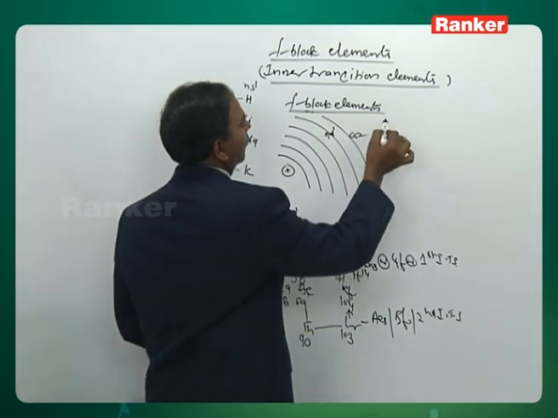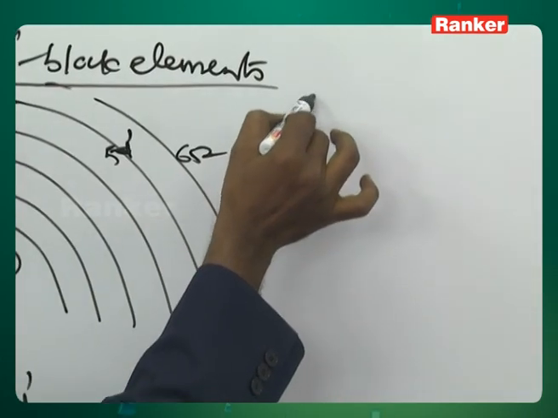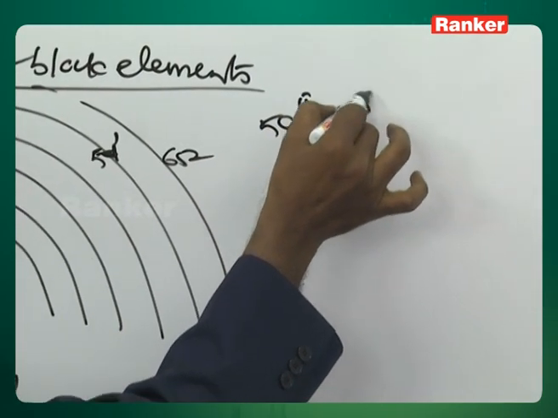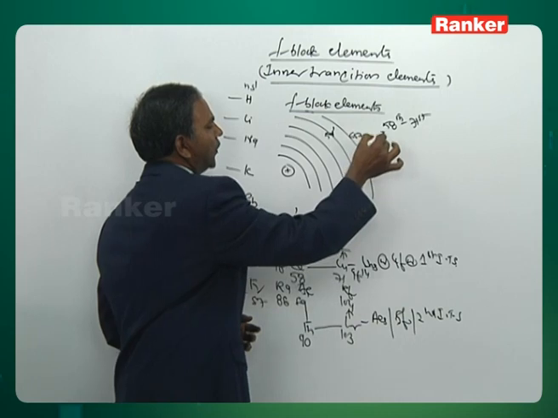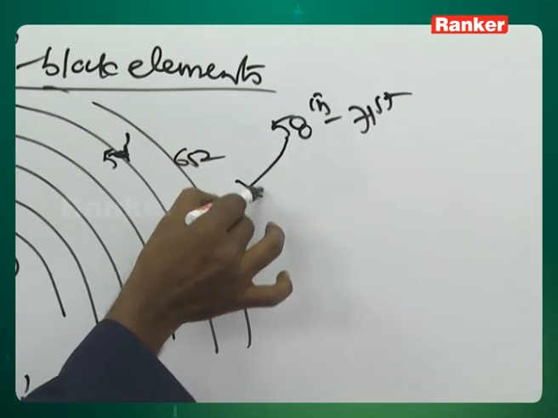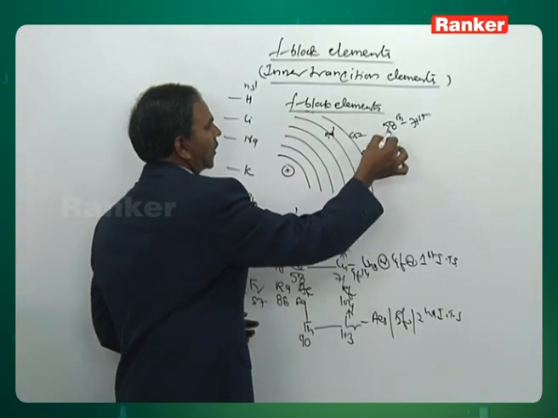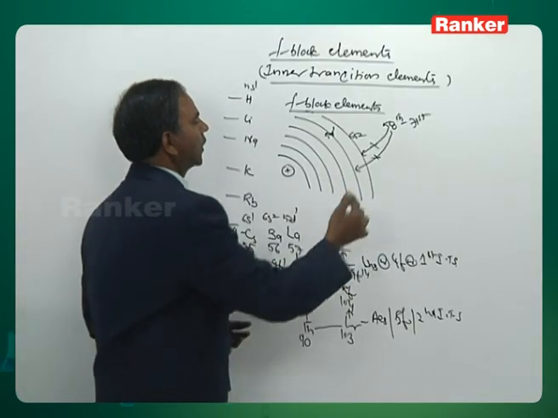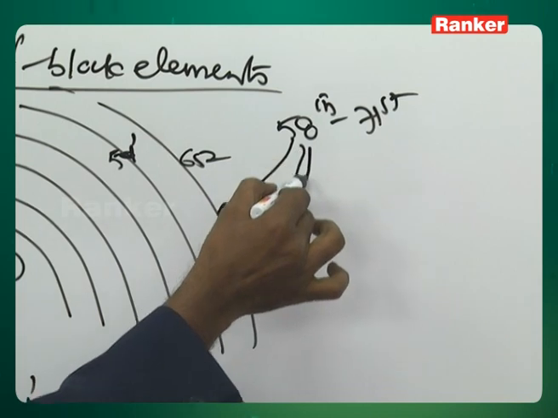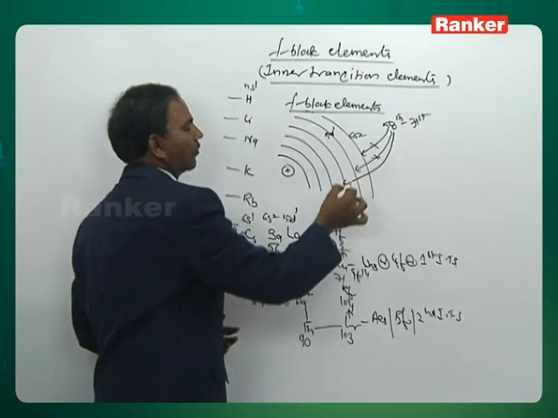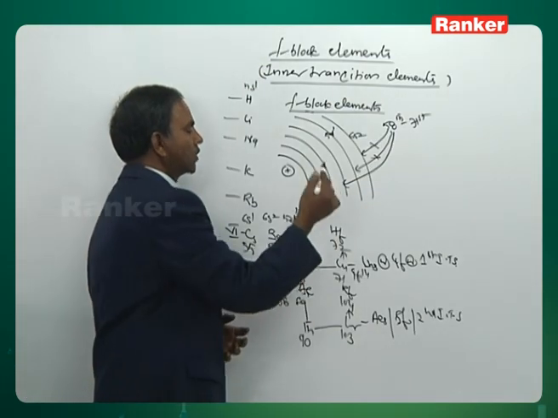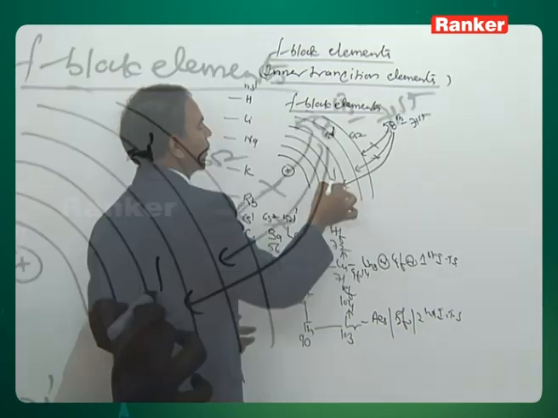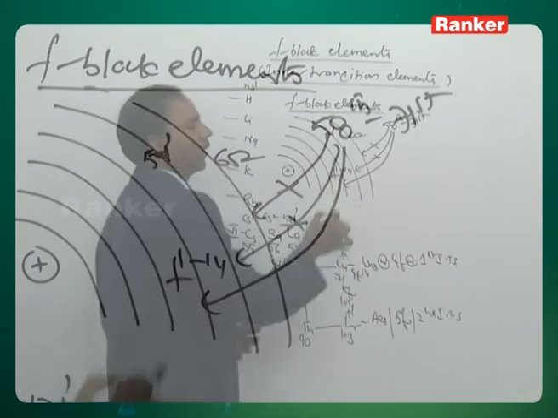Now let us consider the 58th electron to the 71st electron. These electrons are not entering into the valence shell, and these electrons are also not entering into d orbitals. These are entering into what? The 58th to 71st electrons are actually entering into f orbitals of the anti-penultimate shell. F orbitals of anti-penultimate shell.